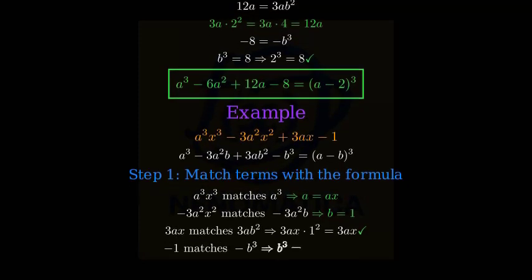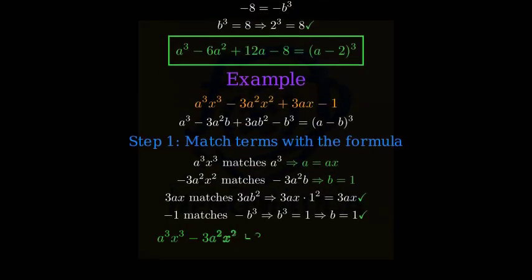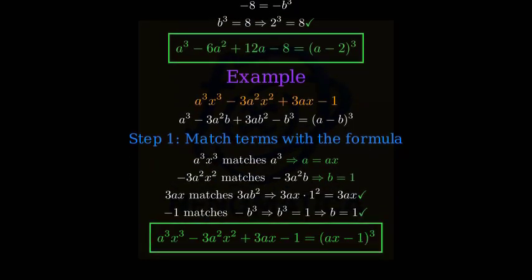Fourth term, minus 1 matches with minus b cubed, so b cubed equals 1, which means b equals 1, again confirming our value. Since we verified that a equals ax and b equals 1 consistently, we can factor our expression as the cube of (ax minus 1). Let's tackle a more complex example.